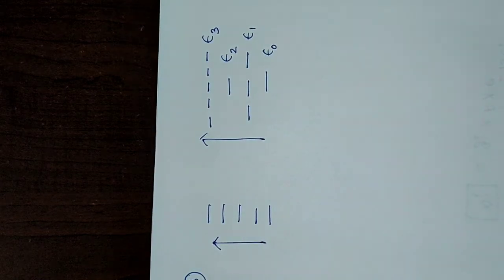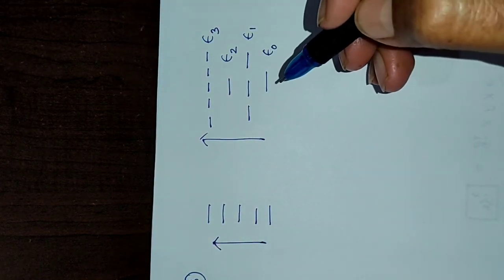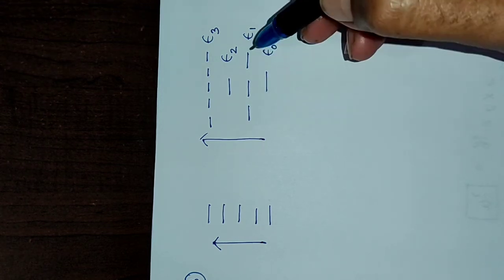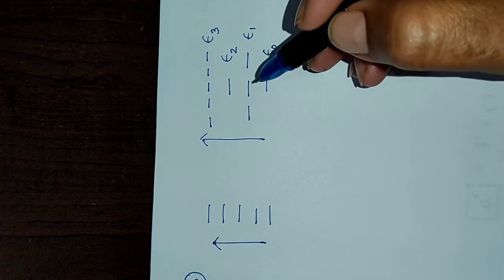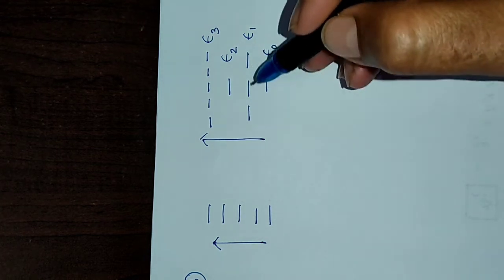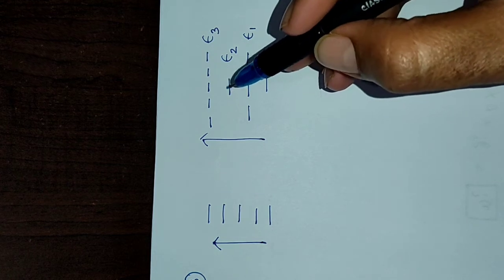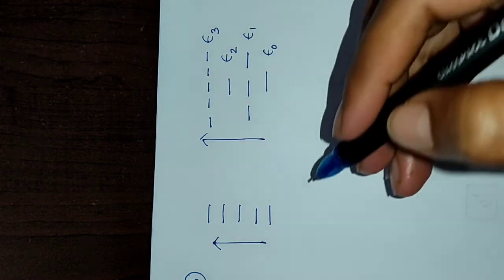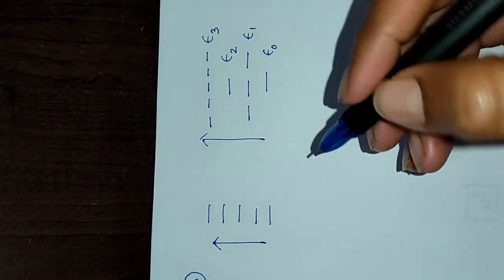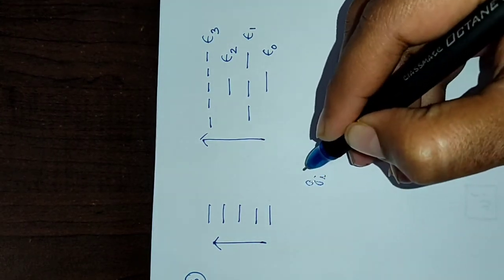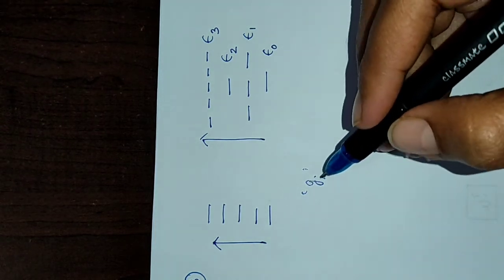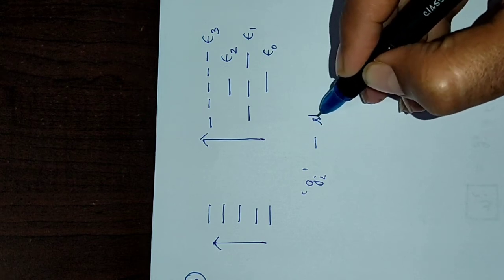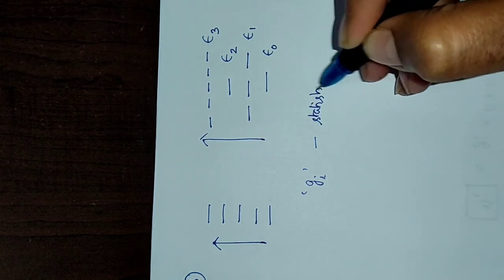Now the number of states here is 1, so it is non-degenerate. Here it is 3, so this level is said to be 3-fold degenerate. It is 1-fold degenerate. It is again 5-fold degenerate. Now this 5-fold or 3-fold or 1-fold, it is symbolized as Gi. Gi means degeneracy of the ith level. It is also named as the statistical weight factor.